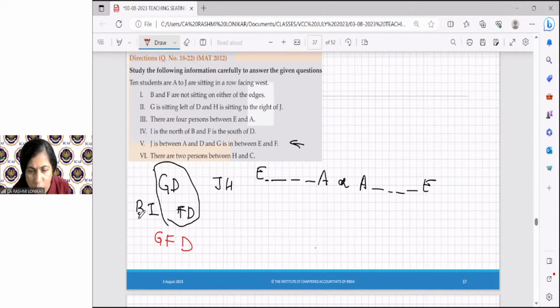I is to the north of B, so it is going to be BI and not IB. J is between A and D. So I have D, J, H, A. I can have it this way also, or I can have D, J, A, H. Possible. J is between A and D here as well.